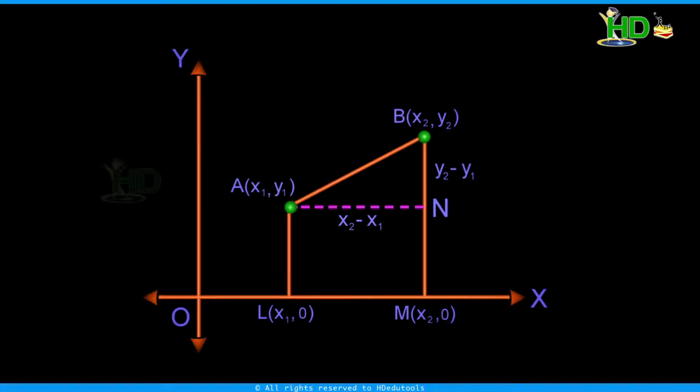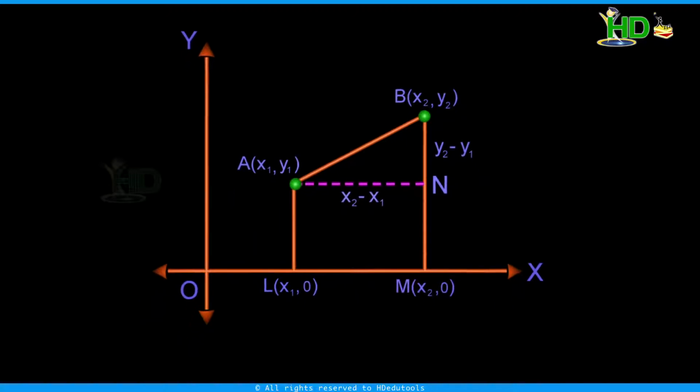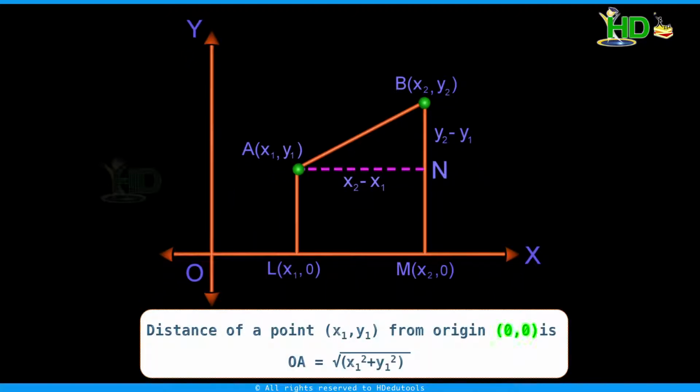Now what is the distance of a point A (x1, y1) from the origin? What are the coordinates of origin? Yes, it is (0, 0). You substitute (x1, y1) and (0, 0), then we get the distance of point A, OA, equal to root of x1 square plus y1 square.